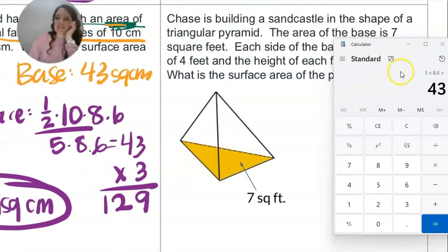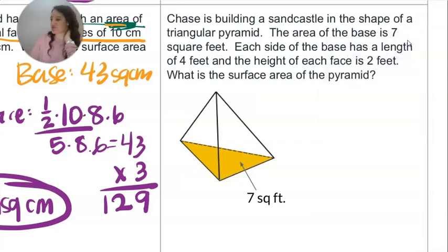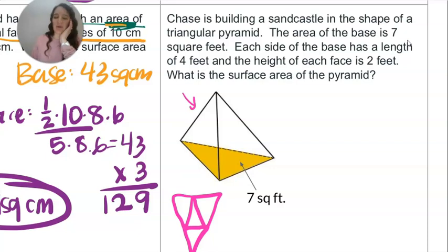Chase is building a sandcastle in the shape of a triangular pyramid. So here we got a triangular pyramid again. It's a triangular pyramid, triangle on the bottom as the base, and 3 triangles coming up, okay? The area of the base is 7 square feet. So again, they give us the area of that, so you don't have to find it at all. But we do have to find everything else.